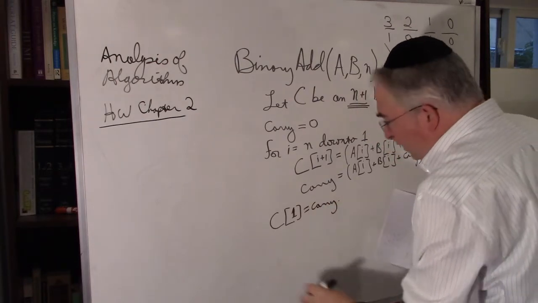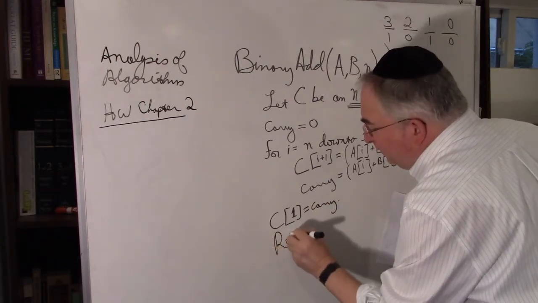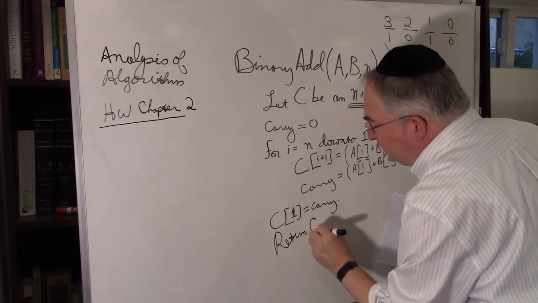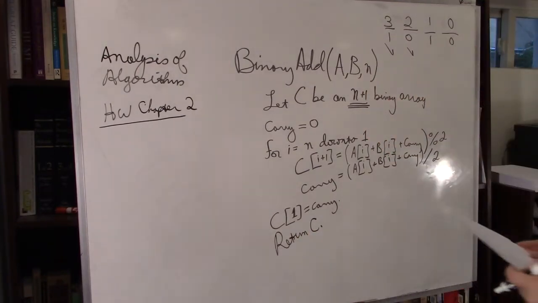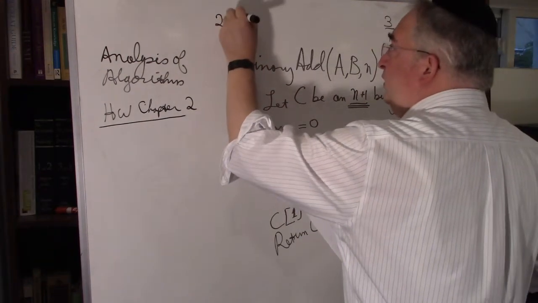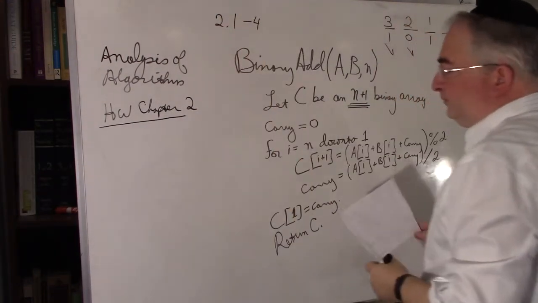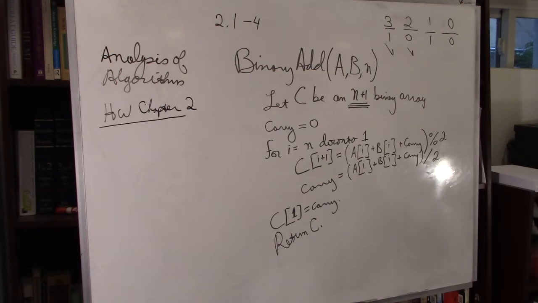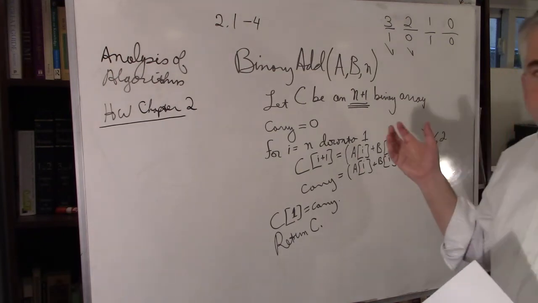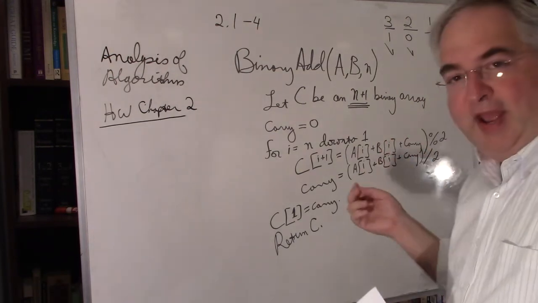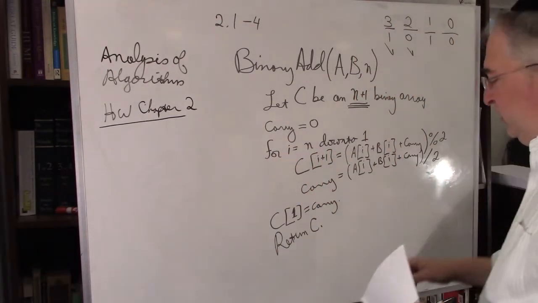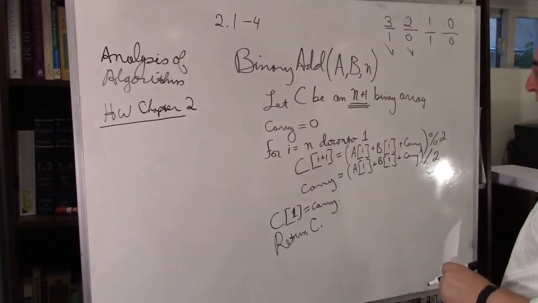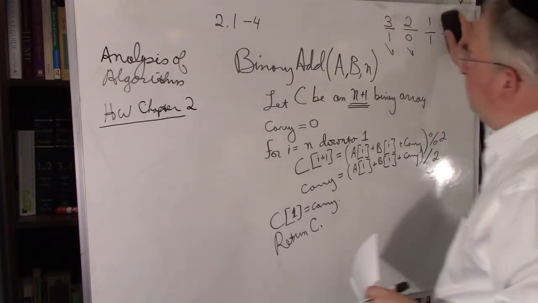Okay. And then finally, return C. Okay, that takes care of that. This was 2.1-4. Okay, very nice. I like this thing because we know how to add binary numbers, but here we're just really seeing the nuts and bolts of it. Okay, good.